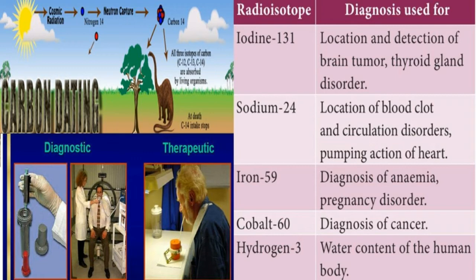Iodine-131 is used for location and detection of brain tumor and thyroid gland disorder. Sodium-24, location of blood clot and circulation disorders, pumping action of heart. Iron-59, diagnosis of anemia, pregnancy disorder. Cobalt-60, diagnosis of cancer. Hydrogen-3, water content of the human body.